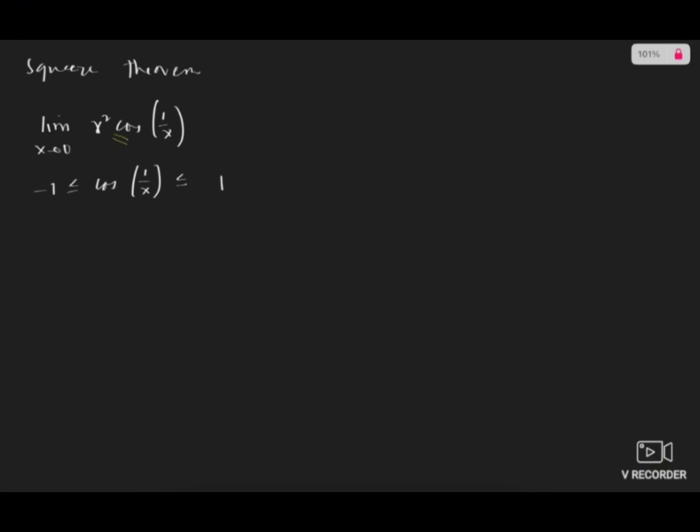So since we have x squared here that is being multiplied to our cosine 1 over x, we're going to multiply it as well to our inequality. So from there, we have -x squared less than or equal to x squared times cosine 1 over x, less than or equal to x squared. So this is our final inequality.